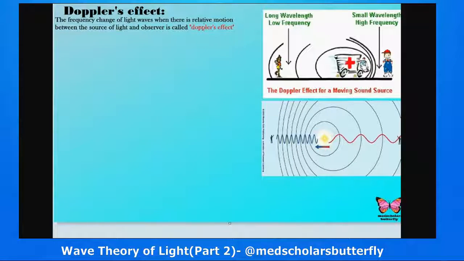It says that the frequency of light waves changes when there is relative motion between the source of light and the observer. This is called Doppler's effect. So the frequency of light waves changes when there is movement between light and the observer, as the distance increases or decreases. Here there are two examples. This is the example of sound, and the image below is of light. You have to take the second one as the example.